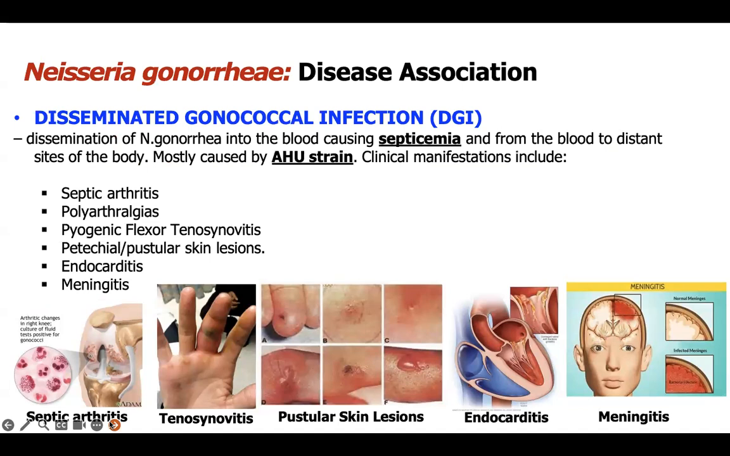Okay, so other infections are gaya nito, disseminated gonococcal infection. So pag nakalabas sa ating genitourinary tract, it could also cause infection in other area.